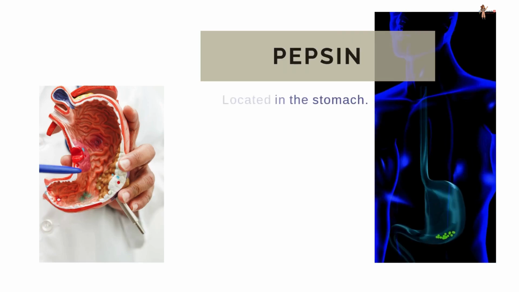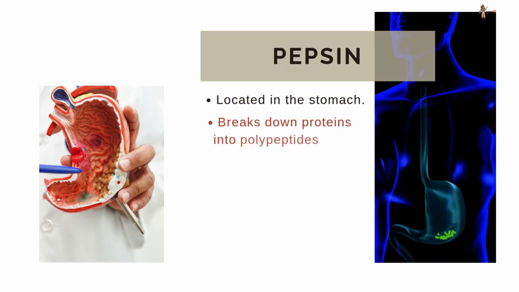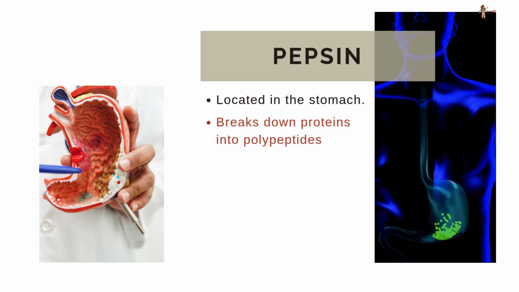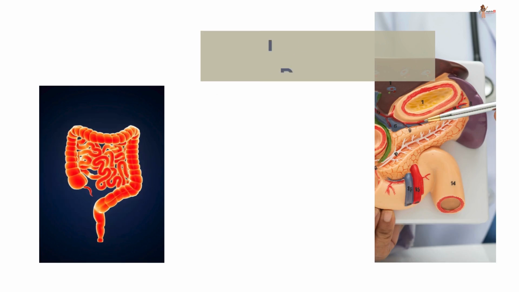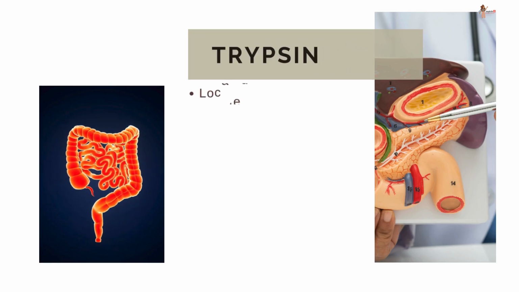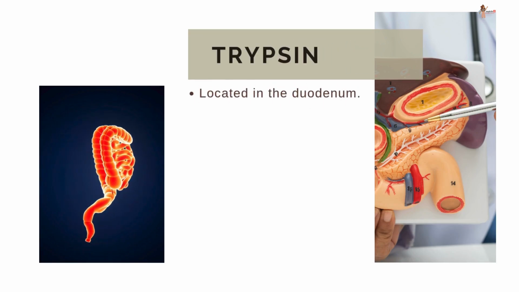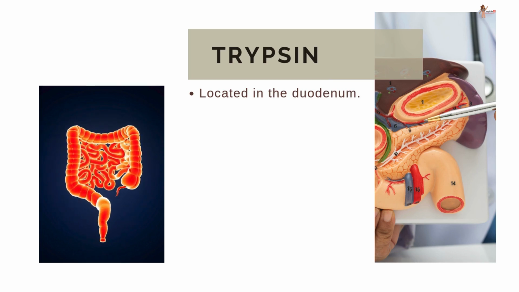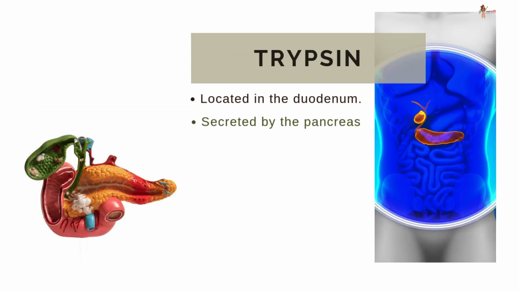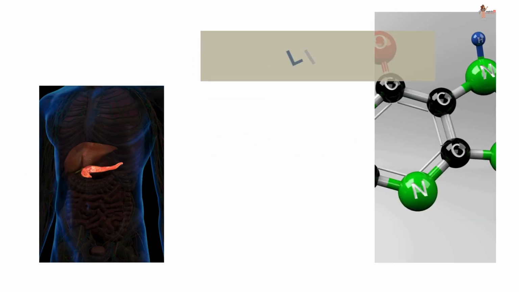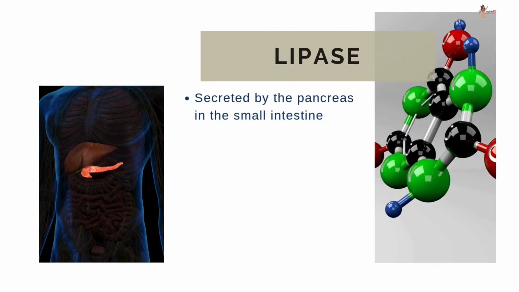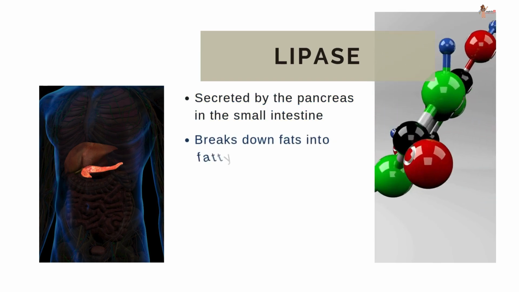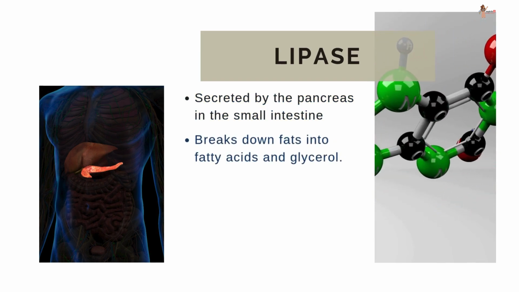Pepsin. Located in the stomach, it breaks down proteins into polypeptides and it begins protein digestion. Trypsin. It is located in the duodenum, which is the first part of the small intestine. It is secreted by the pancreas and it continues protein digestion. Lipase. It is secreted by the pancreas in the small intestine. It breaks down fats into fatty acids and glycerol.